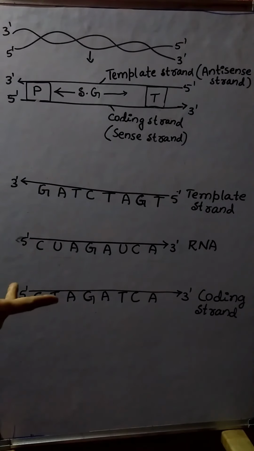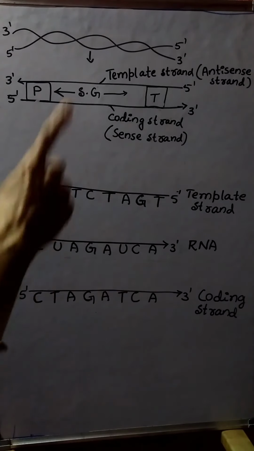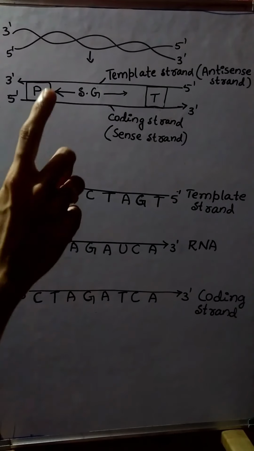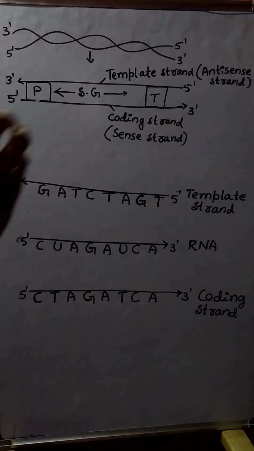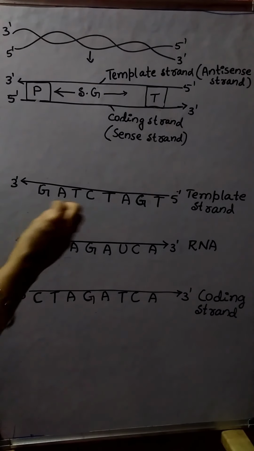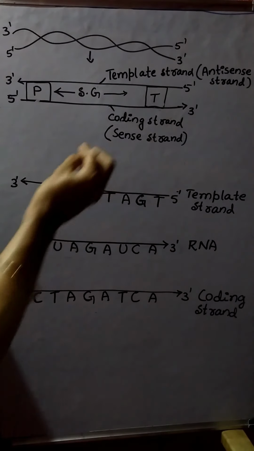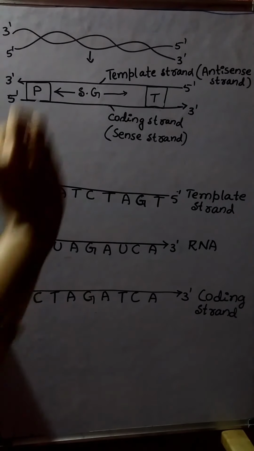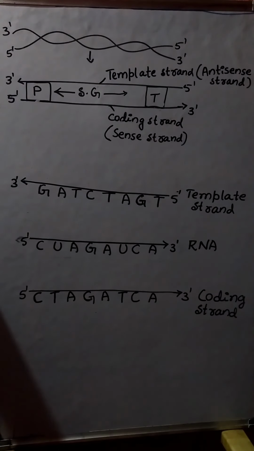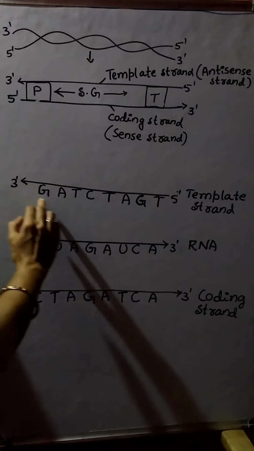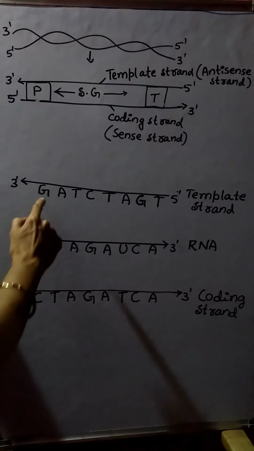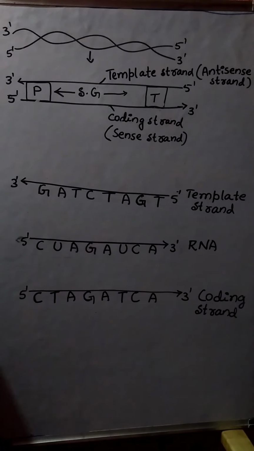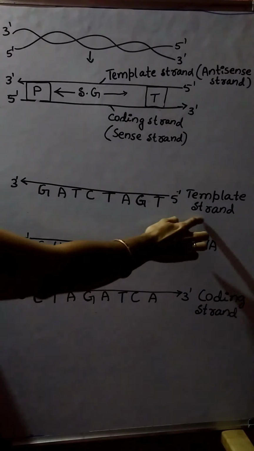or vice versa. Adenine pairs with thymine or thymine pairs with adenine, and cytosine pairs with guanine or guanine pairs with cytosine. If we know the base sequence of one polynucleotide strand of DNA, then we can write the base sequence of another polynucleotide strand of DNA. For example, the base sequence of template strand is G, A, T, C, T, A, G, T. This is the base sequence of template strand.